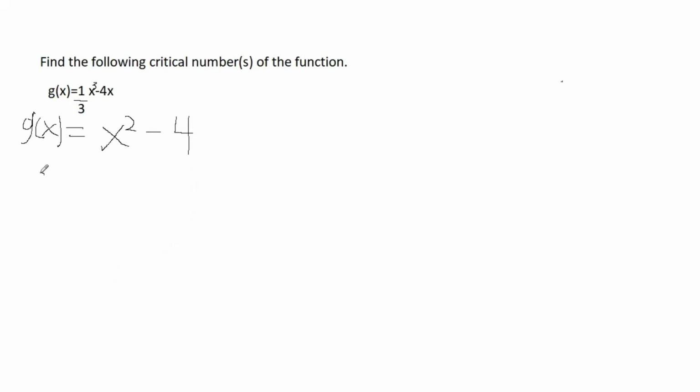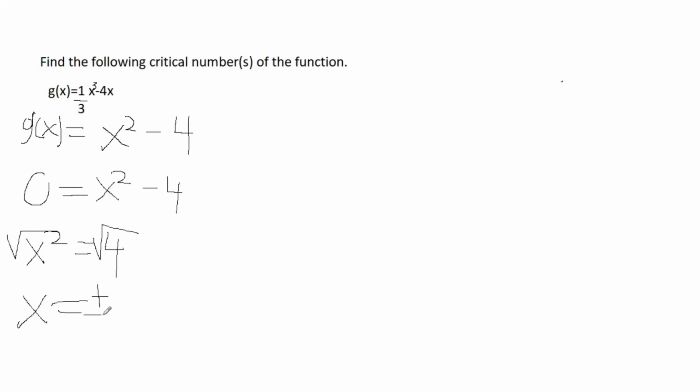Now, we can set the equation equal to 0. So now we have x squared minus 4, and then we have x squared equals 4. So then we take the square root of both of these, and we are left with x equals plus or minus 2. Remember, there are two critical numbers. Whenever you do a square root like this, it can be plus or minus, so make sure you include both of your answers right there. Otherwise, you might be missing out on a potential critical number.